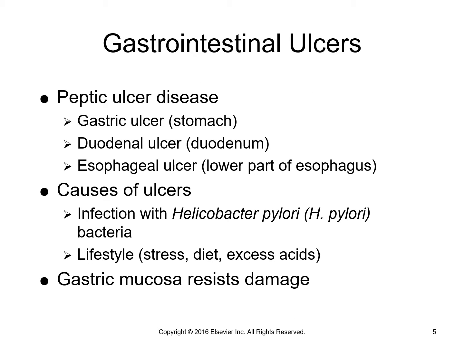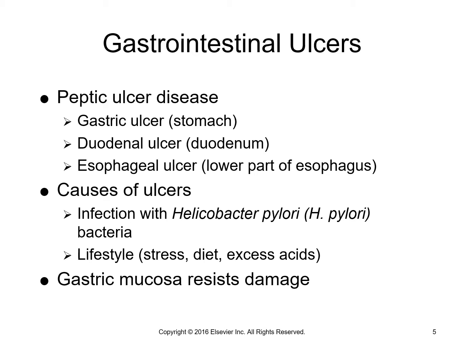So we talk about peptic ulcer disease. We have different areas where ulcers can originate from. It could be gastric ulcers, duodenal ulcers, which is in your duodenum, and esophageal ulcers, which is also located in the lower part of your esophagus. The usual cause for these ulcers is an infection called H. pylori, or Helicobacter pylori, which is a bacteria.